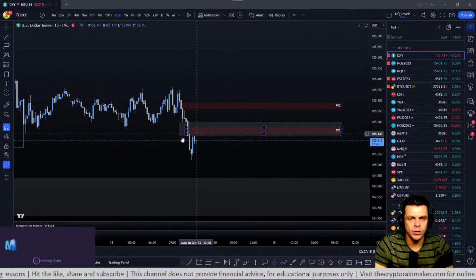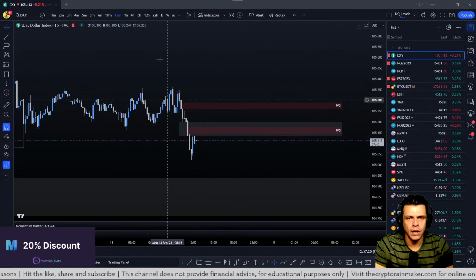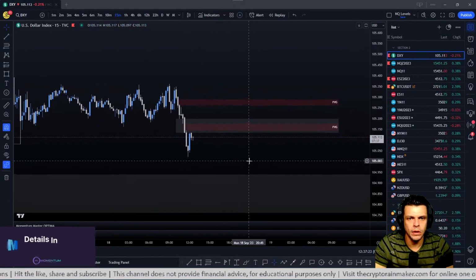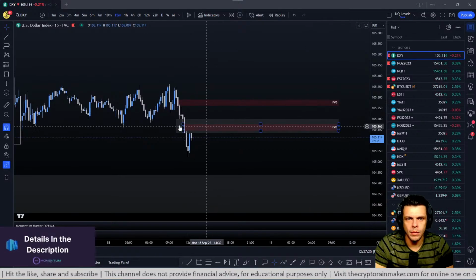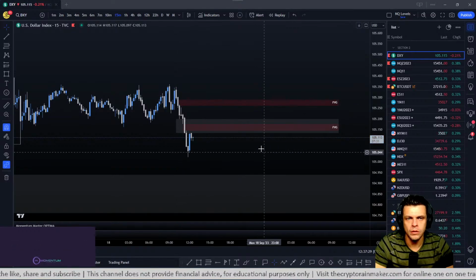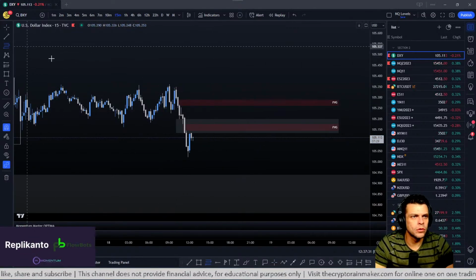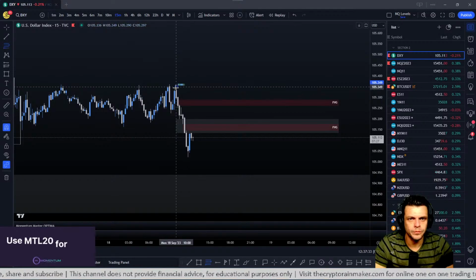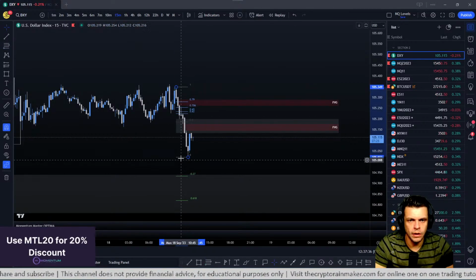Okay, so the gray box is the imbalance on the 1 hour. Now we are on the 15 minute, and we refined the imbalance on the 15 minute into this red box. There's another imbalance right there. Then I also just want to get my flip tool from the high to the low.